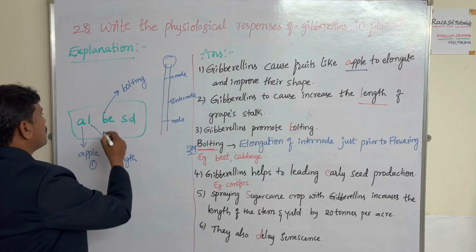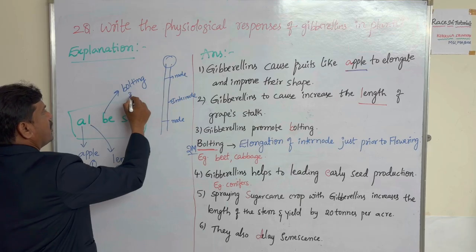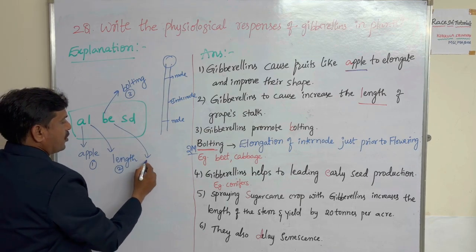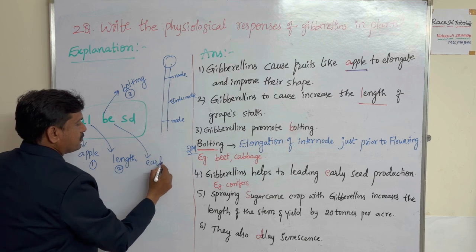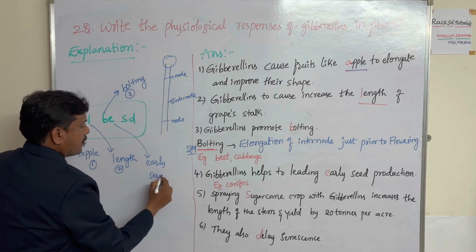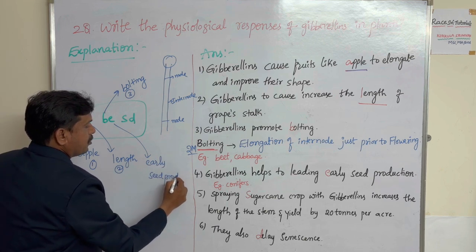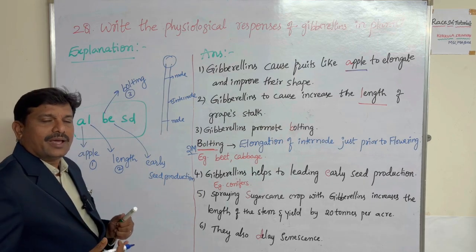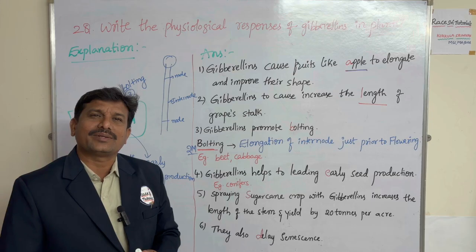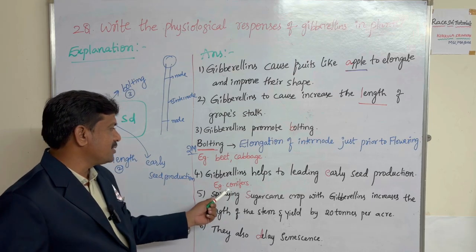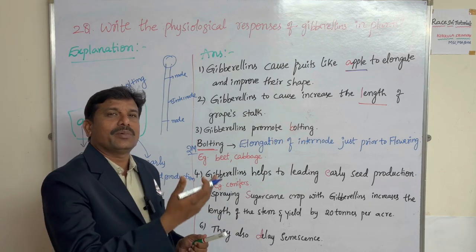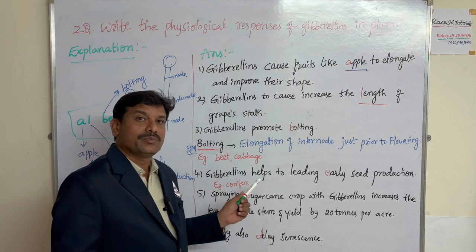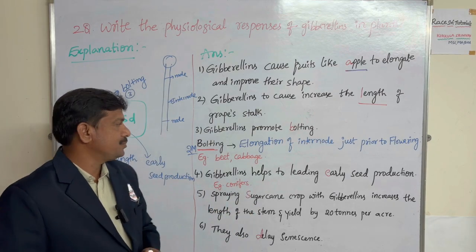Next, B is your catch, the third point is bolting, and E means what? The fourth point, early seed production. What is early seed production? We need early seed production, which is very important, sir. What examples are there, sir? Conifer. If you apply gibberellins, early seeds will be obtained. The best example is conifer, which belongs to gymnosperm plants.